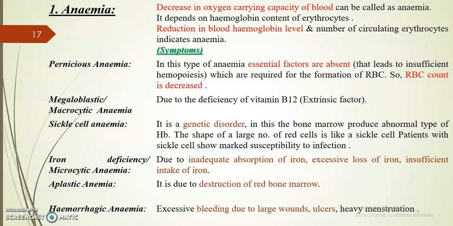Iron deficiency anemia is microcytic anemia, due to inadequate absorption of iron, excessive loss of iron, or insufficient intake of iron. Aplastic anemia is due to destruction of red bone marrow. Hemorrhagic anemia is due to excessive bleeding from large wounds, ulcers, and heavy menstruation.